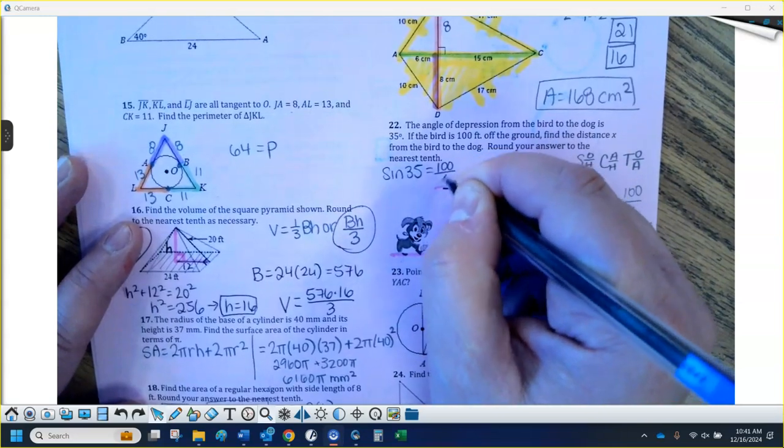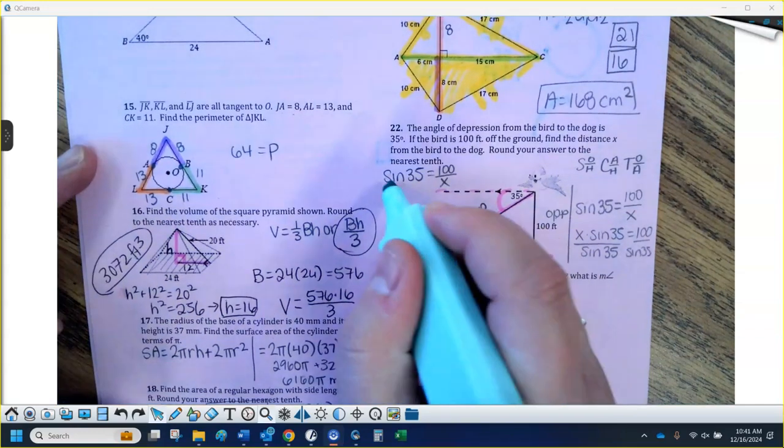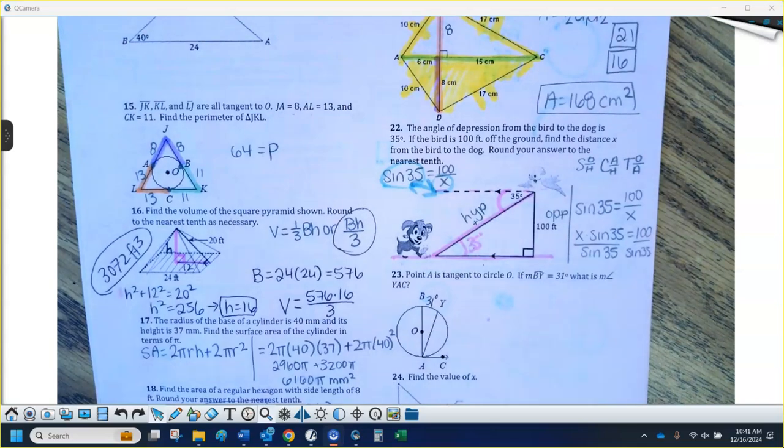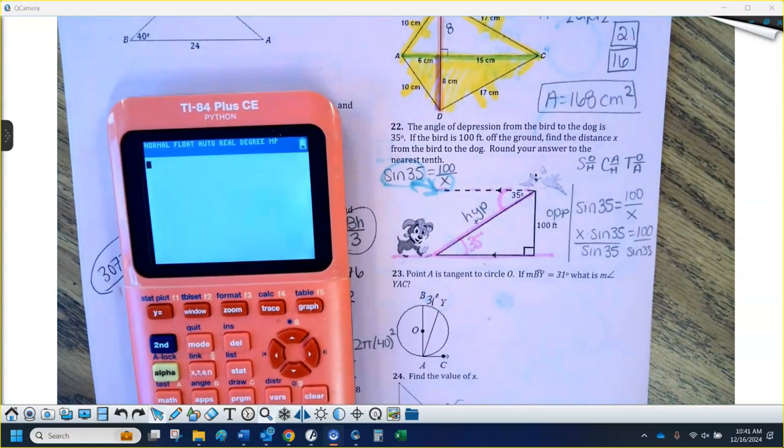If the variable is in the denominator, algebraically, what happens is this sine 35 and the variable just end up trading places. You guys saw me go through that and actually do the steps there. To get x out of the denominator, you end up dividing by the sine 35. So if you want to use that as a little shortcut, if your variable's in the denominator, you're going to end up dividing. And then we're just going to grab the calculator because most of the time these are weird numbers. 100 divided by sine 35.